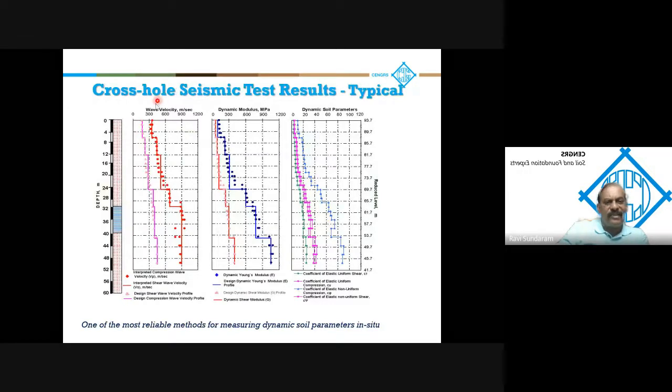Typical results of the cross-hole seismic test. So this gives me the wave velocity with depth. This is the primary wave velocity, and this is the shear wave velocity. Then you have the dynamic Young's modulus and the dynamic shear modulus, and you have the coefficient of uniform elastic compression and uniform elastic shear, coefficient of elastic non-uniform compression and shear too. So this cross-hole seismic test is one of the most reliable methods of determining the dynamic parameters in situ.